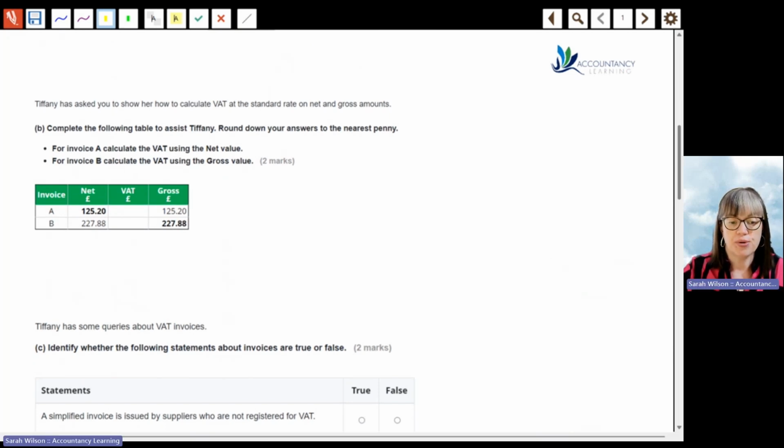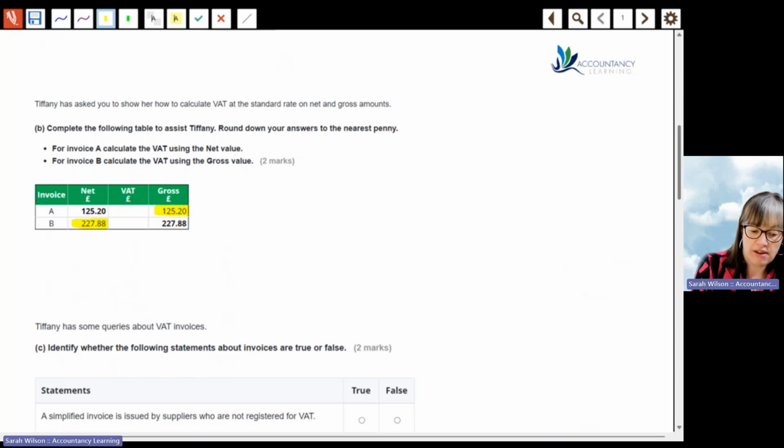The next question then is all about calculating VAT at the standard rate on net and gross amounts. And we're given two invoices here. For invoice A, we are asked to calculate the VAT using the net value. And for invoice B, we have to use the gross value. Now, bear in mind here that in the exam, these two figures here will auto-calculate when you put the VAT figure in.